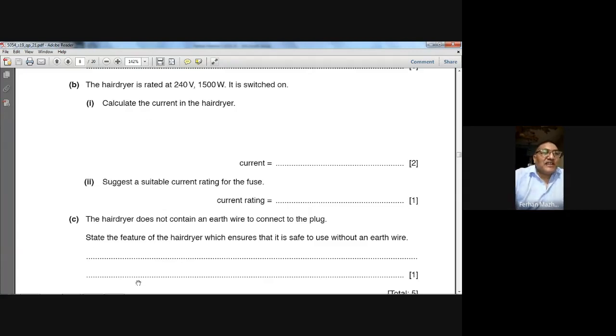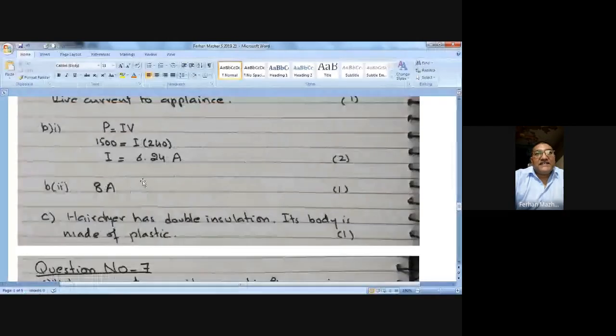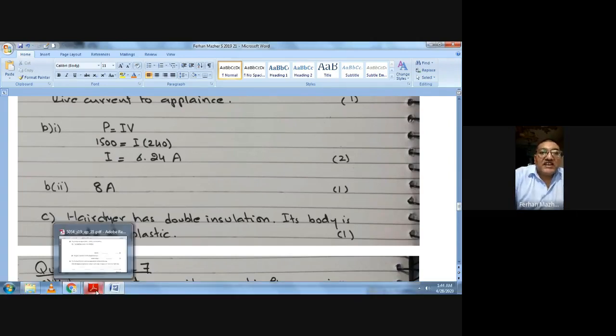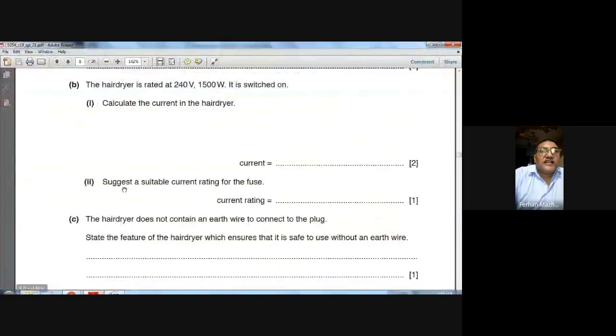I have done this numerical. Let me show you that working. Okay. On your screen, B's first part, can you see that? P is equal to IV. Power is 1500 watt and the voltage is 240 volt. If I make I alone the subject of the formula, this 240 will go on the other side. Divide, do the calculation. The answer will be 6.24 amp. It's a 2 marks numerical. Easy. It's very easy.